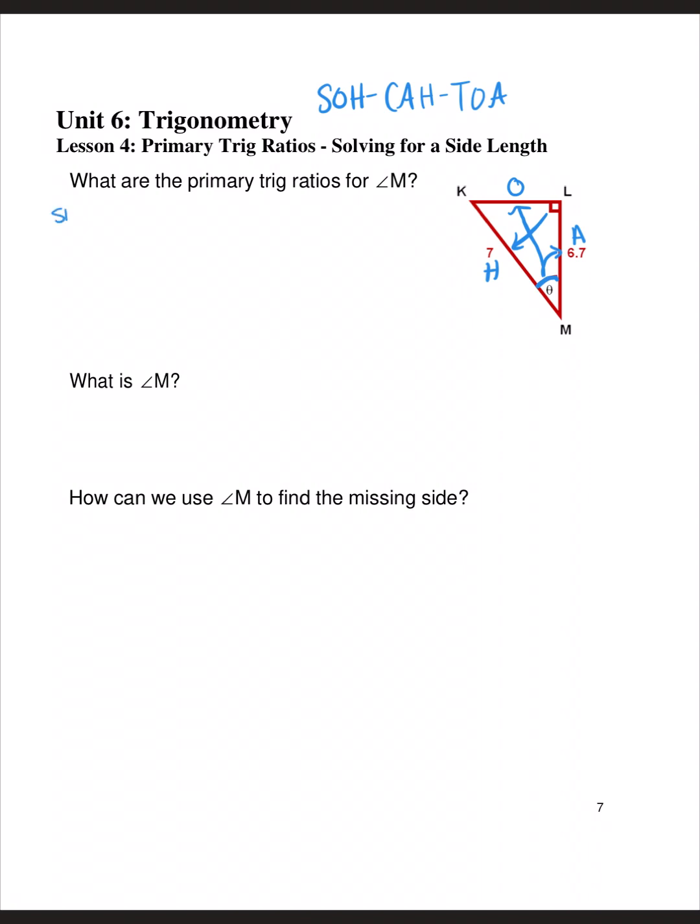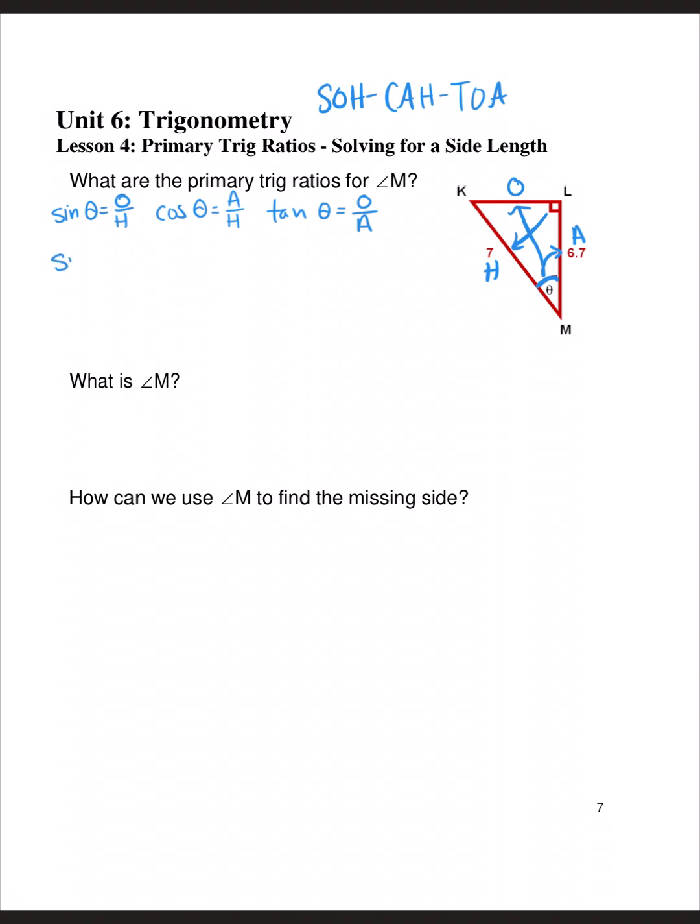Okay, so the sine of theta is going to be equal to opposite over hypotenuse. The cosine of theta is going to be equal to adjacent over hypotenuse. And the tangent of theta is going to be equal to opposite over adjacent.